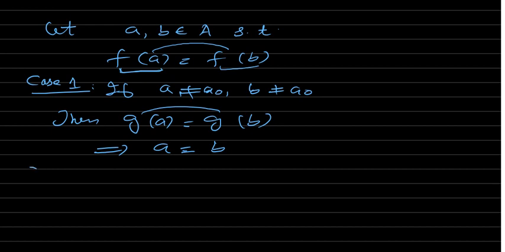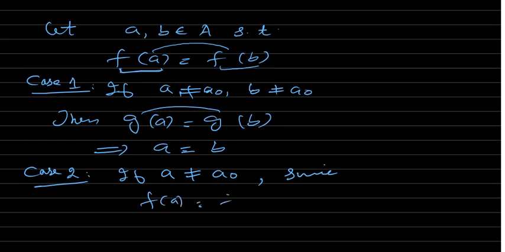So case 2, if a is equal to a naught, then since f of a is equal to f of b, a is equal to a naught, and since f of a is equal to f of b and a naught, this means that b must be equal to a naught. b also has to be equal to a naught.